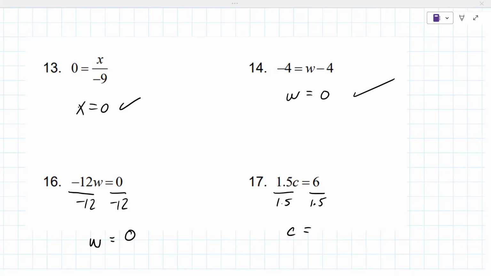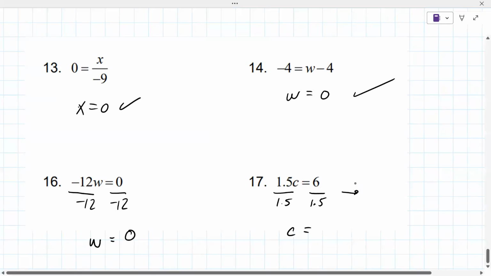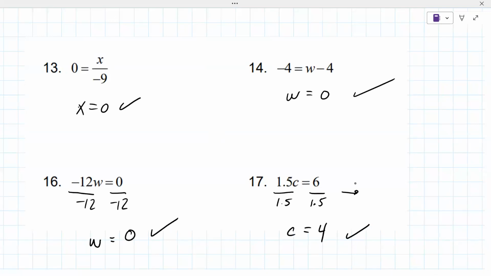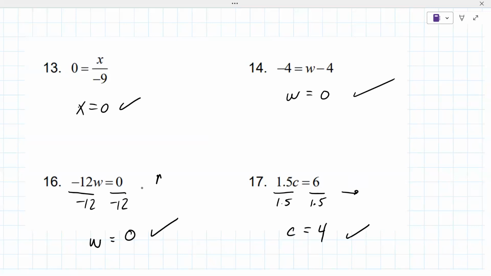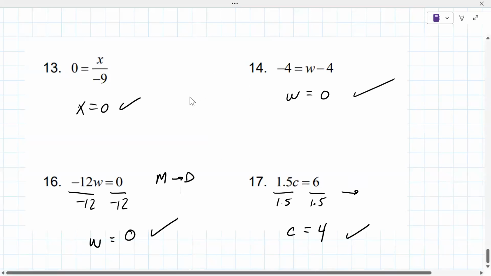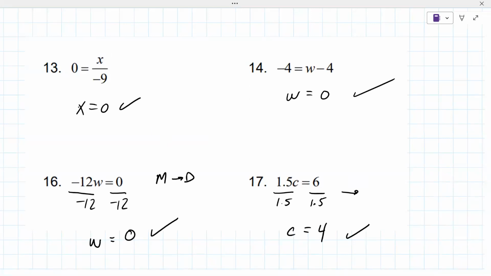That's okay. Let me give you another try. So C equals 4? Yes, very good. So you've got to be really careful. You almost want to say, okay, multiplying, so I can do it with division or something like that to make sure that you really have it down here.